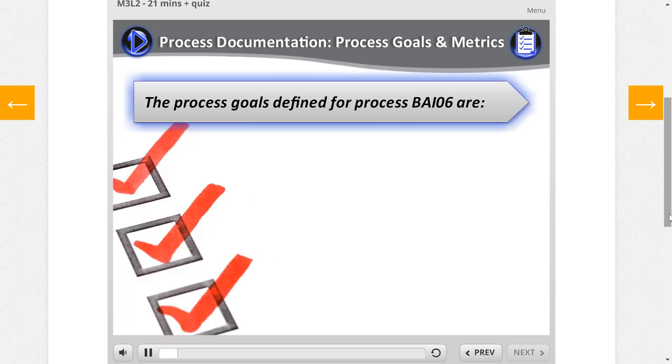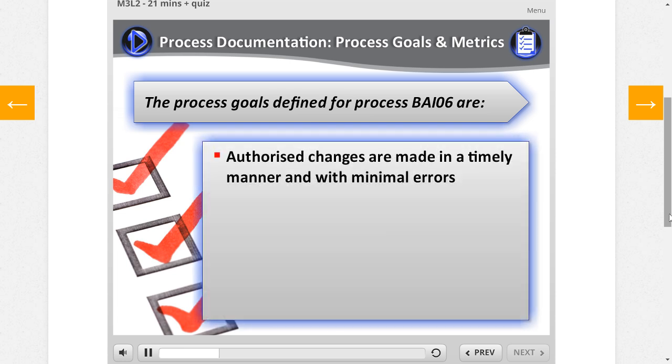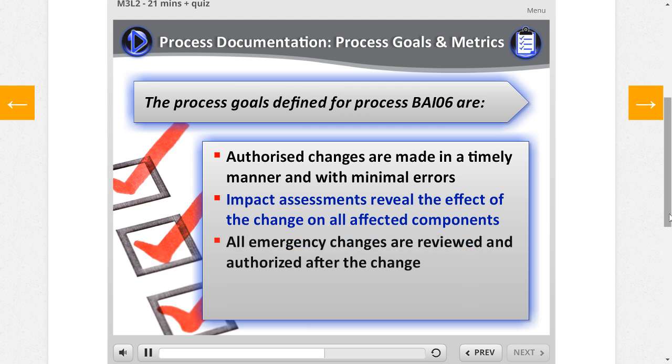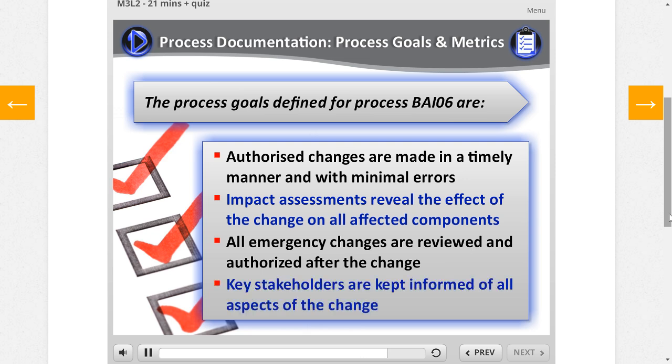The process goals defined for Process BAI-06 are authorized changes are made in a timely manner and with minimal errors. Impact assessments reveal the effect of the change on all affected components. All emergency changes are reviewed and authorized after the change. Key stakeholders are kept informed of all aspects of the change.